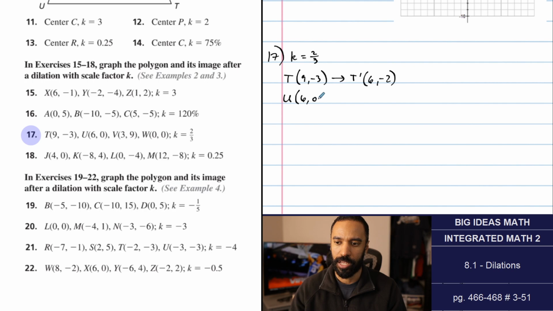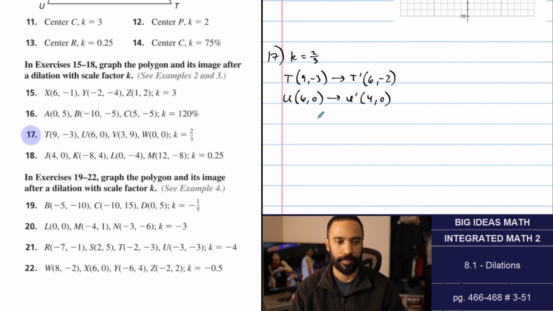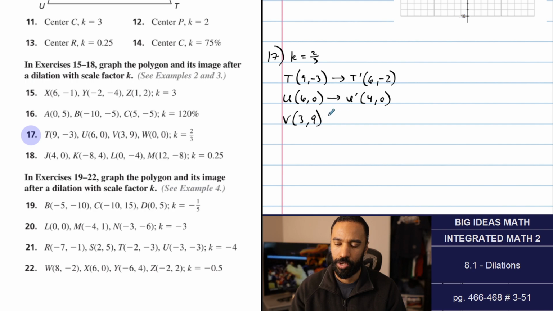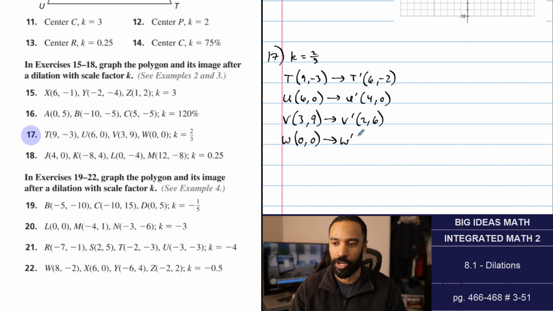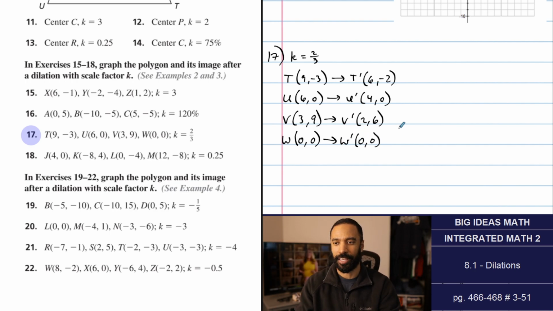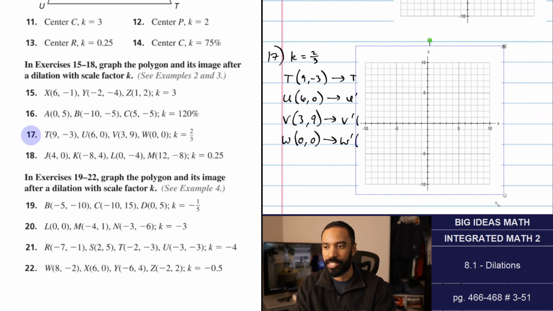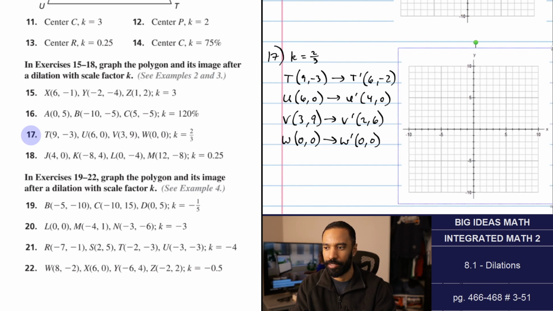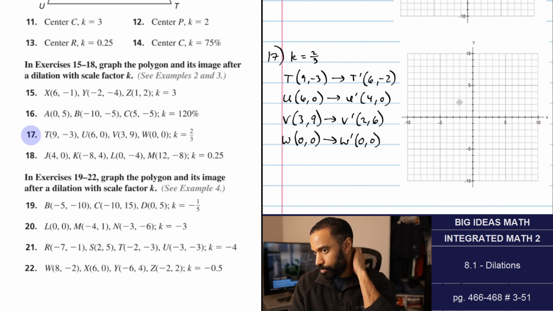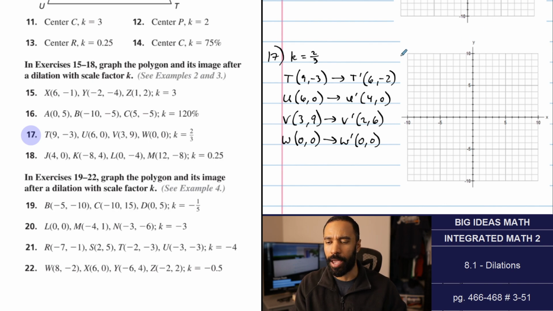U goes from 6, 0 to 4, 0, which is U prime. V, 3, 9. 2/3 of those are 2 and 6. And W, 0, 0. Well, it stays as 0, 0, which is kind of the point of dilating from center, from the origin. A point that's on the origin stays at the origin. Newton's first law of dilation. All right.